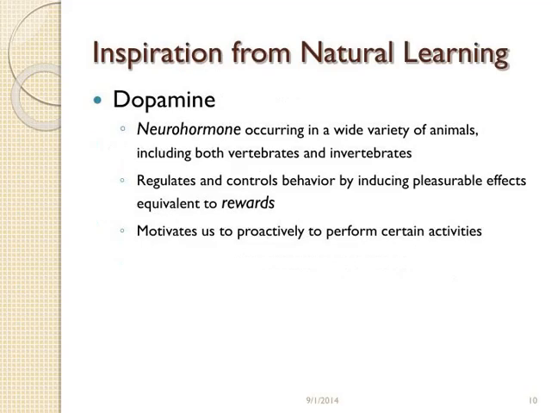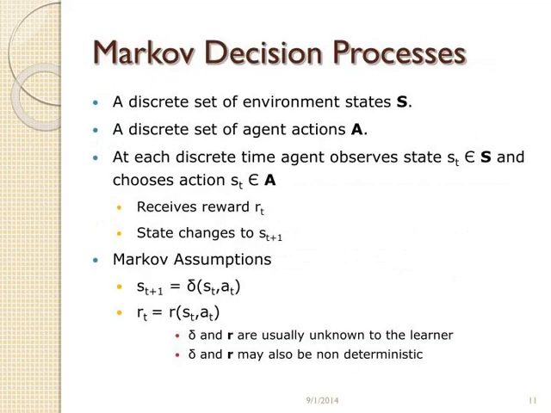Inspiration from natural learning. Dopamine, a neurohormone occurring in a wide variety of animals, including both vertebrates and invertebrates, regulates and controls behavior by inducing pleasurable effects equivalent to rewards, motivating us to proactively perform certain activities. Markov decision processes, MDPs, in reinforcement learning. Markov decision processes provide a mathematical framework for modeling decision-making in reinforcement learning environments. MDPs help define the interactions between an agent and its environment over discrete time steps.